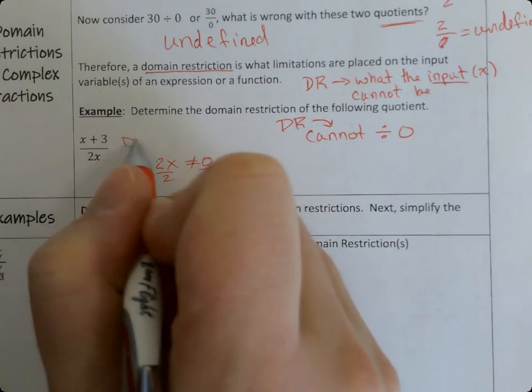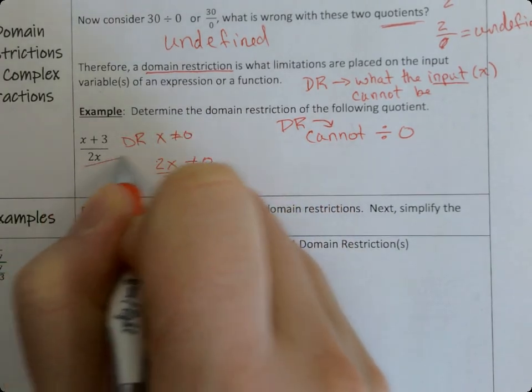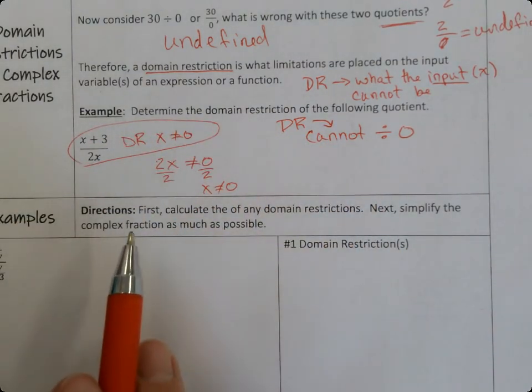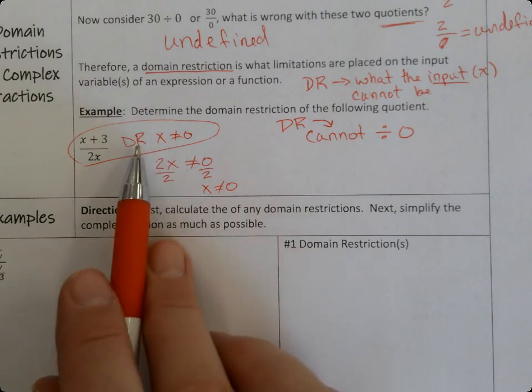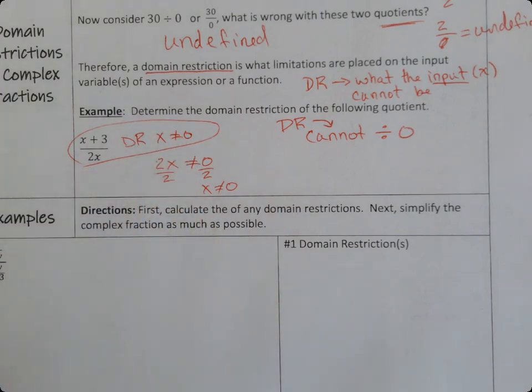Here is my answer with a domain restriction. x cannot be 0. And yes, I will be picky about that. You can't just write 0. You can't write DR 0. You're going to say DR for domain restriction and state that this variable can never equal 0.